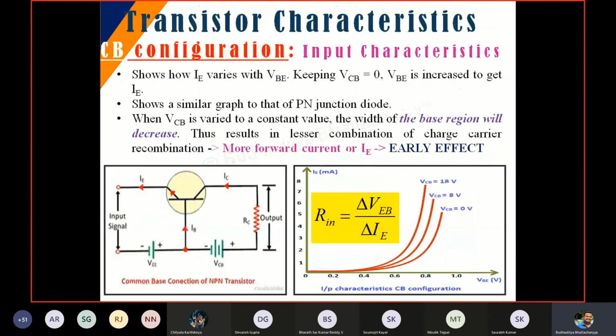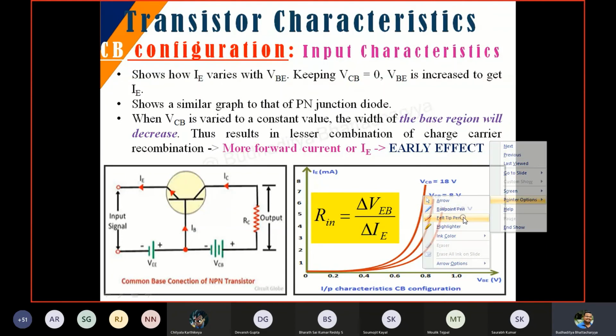This is about the input characteristics. You can observe that as we are increasing the collector to base terminal voltage, the current is increasing. Why is it increasing? This is the effect and the nature of it. Similarly, as we have discussed already, the Rin or the input resistance can be very easily calculated as the ratio of VEB to that of IE.